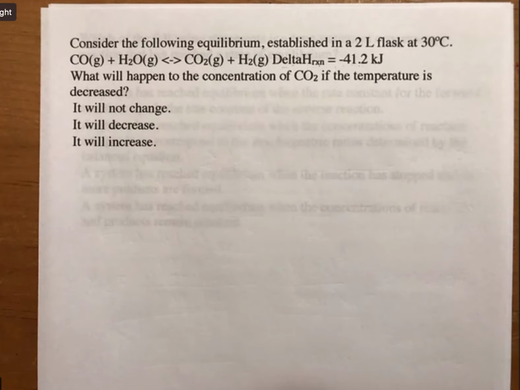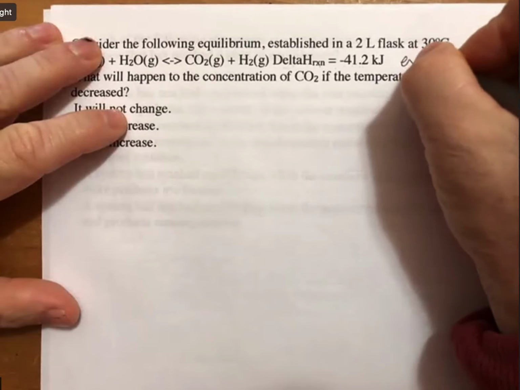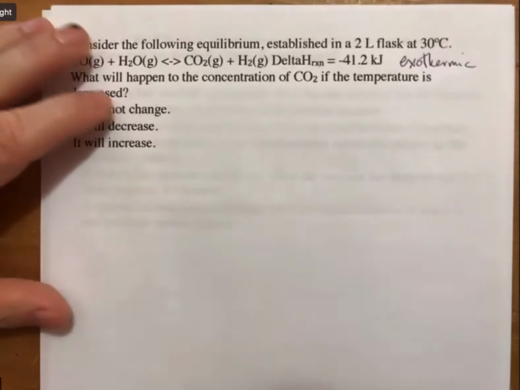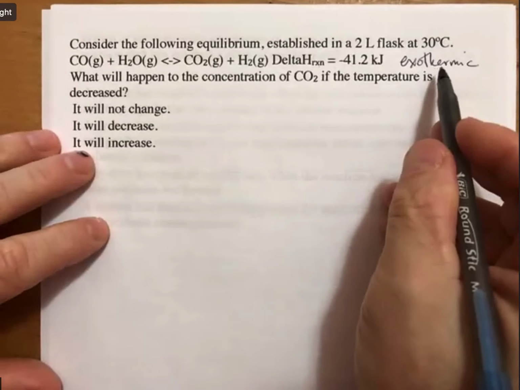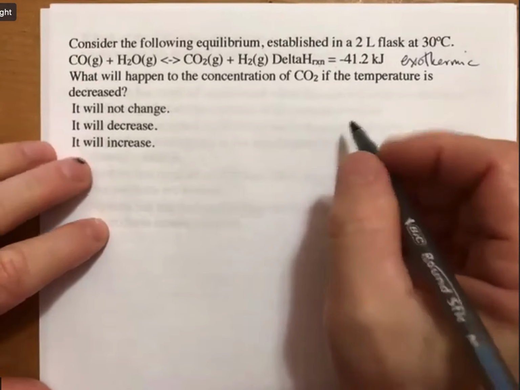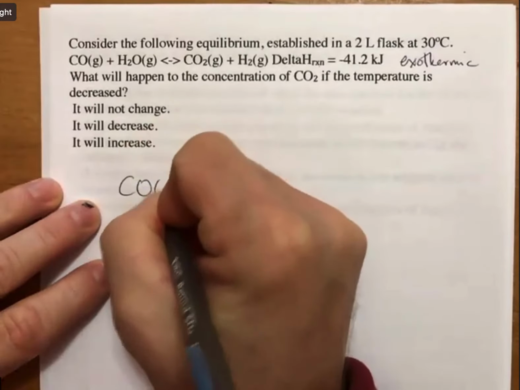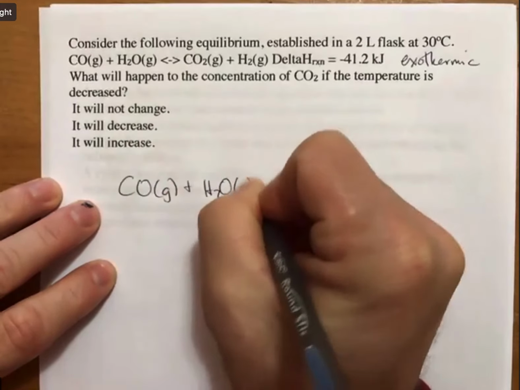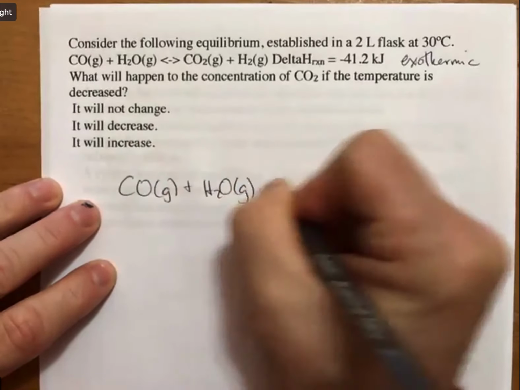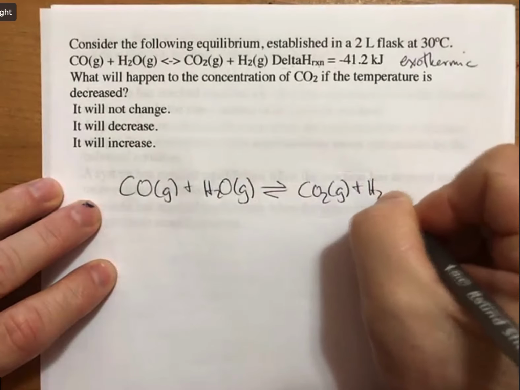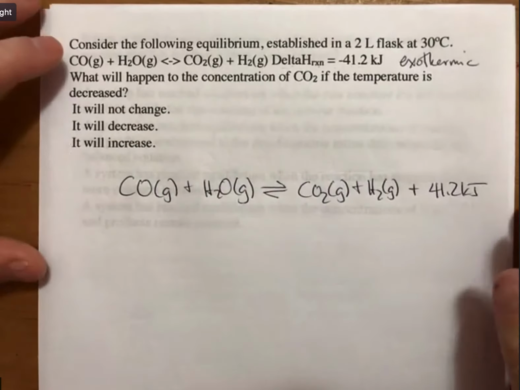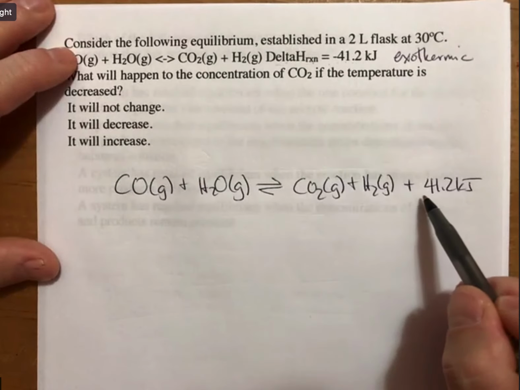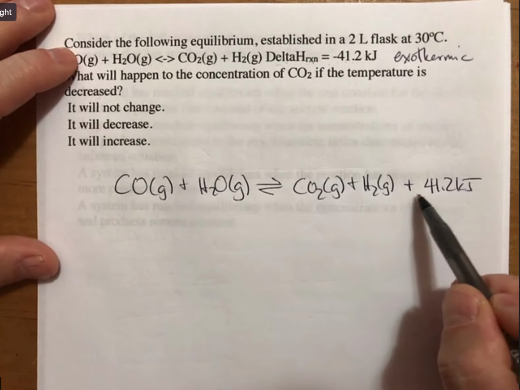Exothermic. Thank you, Daryl. It is exothermic. Heat is given off by this reaction, and we can think of heat or energy as a product. Let me write out my reaction with that taken into account, which we've done before. So this is plus 41.2 kilojoules given off by the reaction.